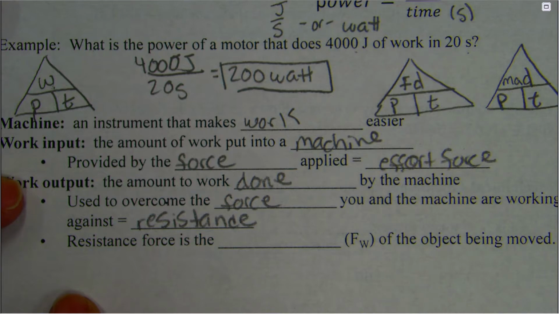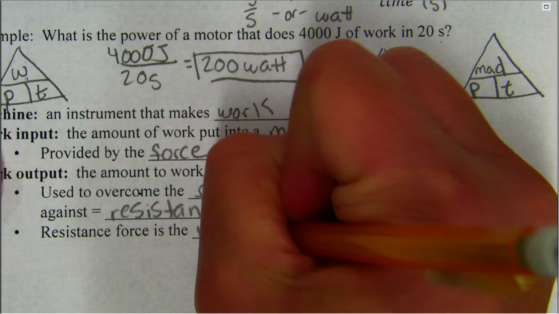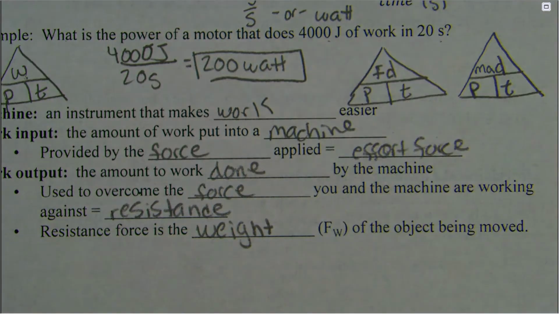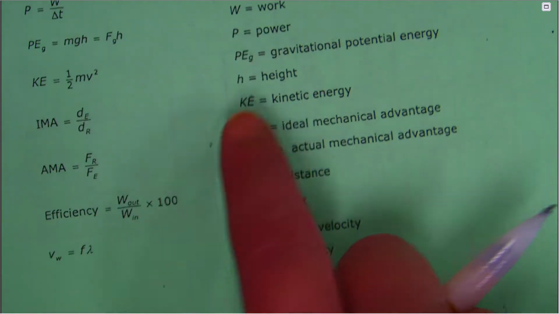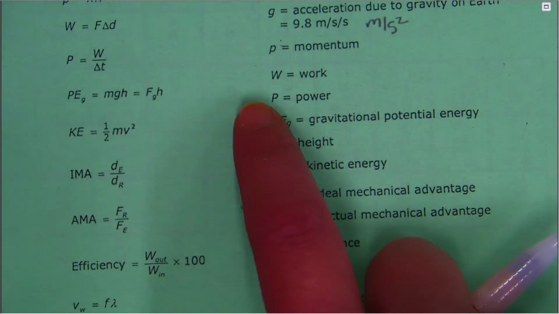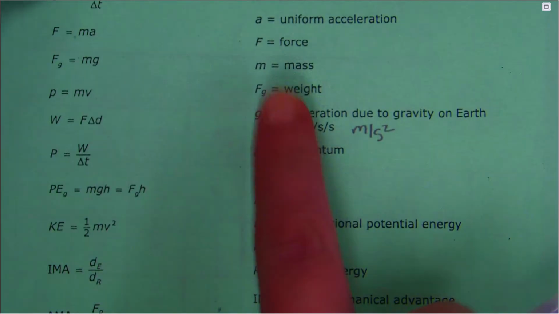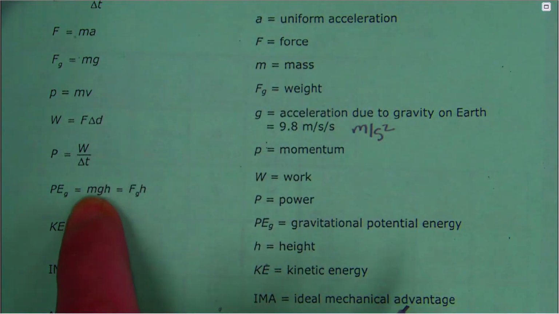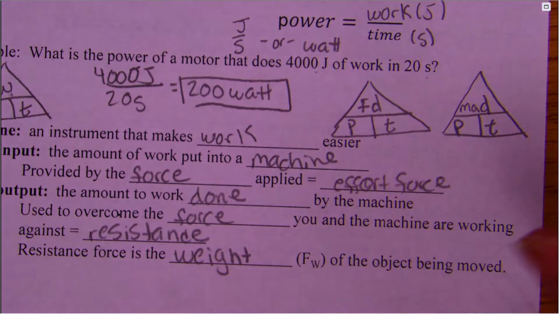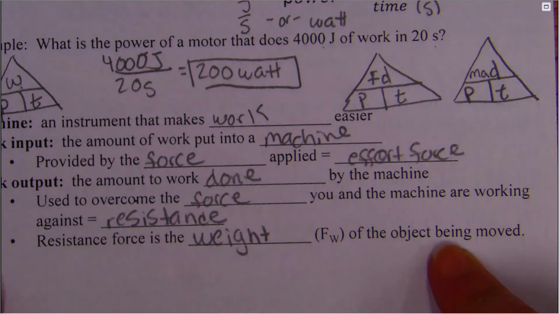And the resistance force is the weight, which is FW, weight. And remember, if we look at our reference tables, we find Fg right here. That is weight, okay? And Fg is the mass of an object times gravity. So that is the weight of the object which is being moved.